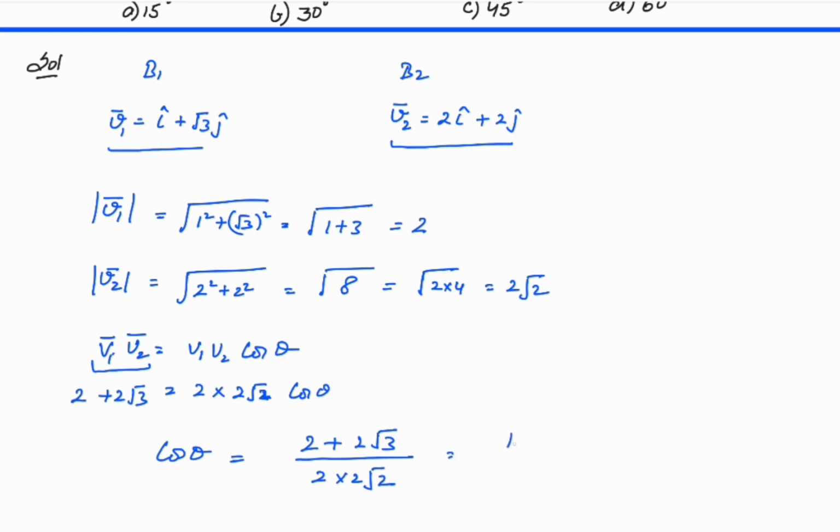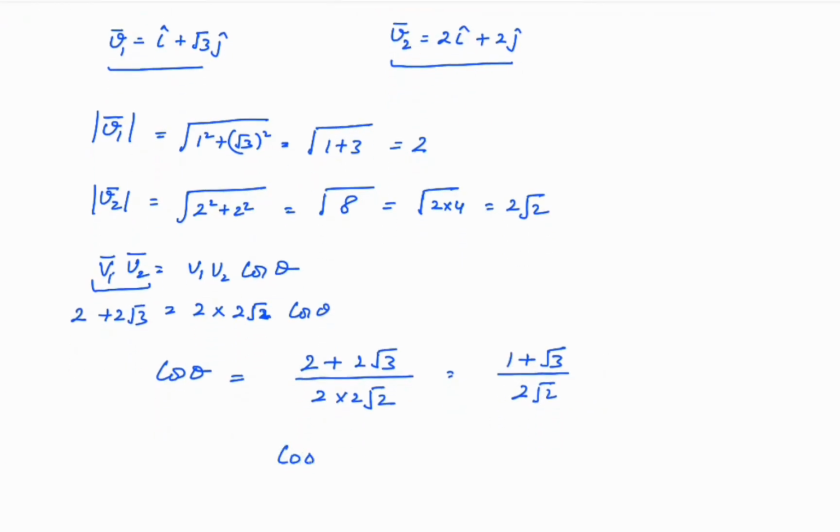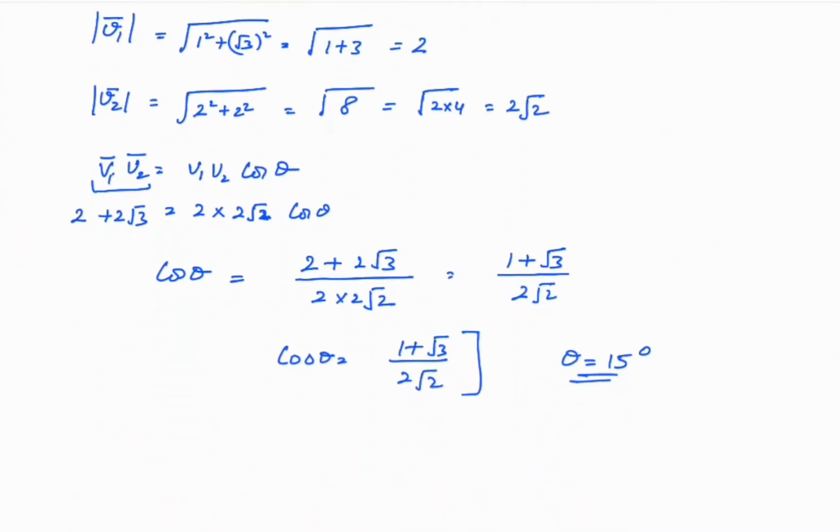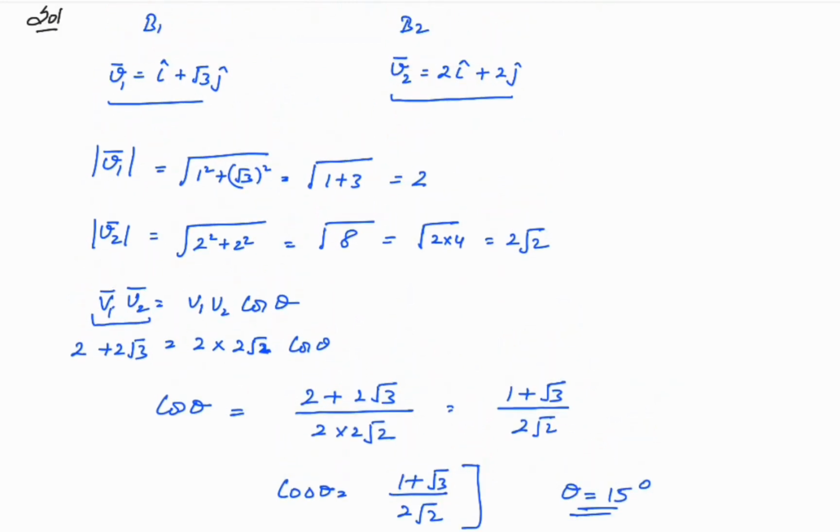Now take 2 as common from the numerator and denominator. You will find 1 plus under root of 3, and here 2 under root of 2. Cos theta will be equal to 1 plus root 3 over 2 root 2. Put the values of root 3 and root 2, and you will get that theta is equal to 15 degrees. The option A is the right answer. Okay, this is the solution for the given question.